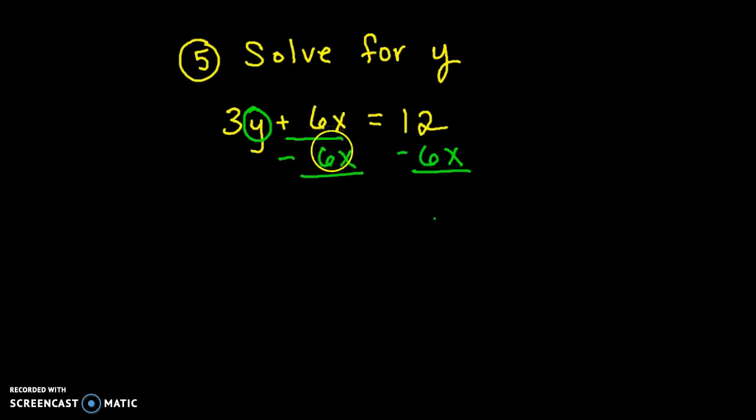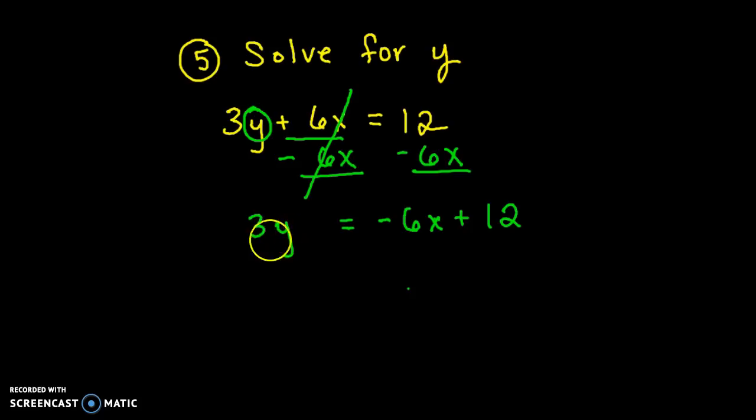On the left side, 6x minus 6x goes to 0. All right, the additive inverse property. And on the right side, well, we can't combine these like terms, so we're left with 3y on the left is going to be equal to negative 6x plus 12. Or I could have written that as 12 minus 6x. Either way is fine.